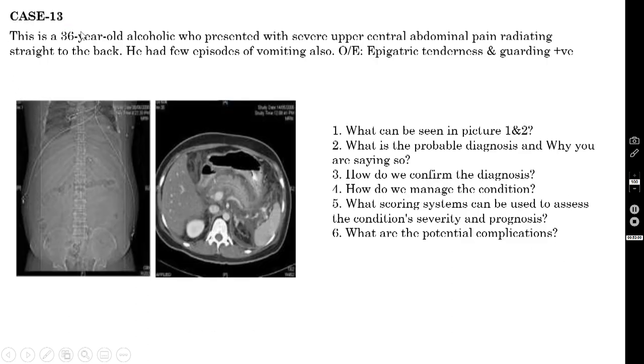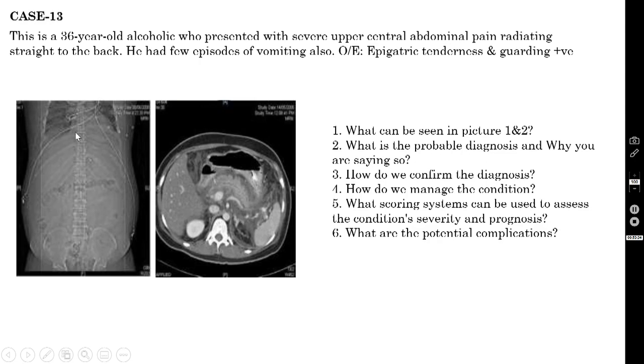Case number 13. A 36-year-old alcoholic who presented with severe upper central abdominal pain radiating straight to the back. He had a few episodes of vomiting also. On examination, epigastric tenderness and guarding both are positive. What can be seen in picture 1 and 2? You are seeing central abdominal pain radiating straight to the back. That means the patient is an alcoholic. This is a case of acute pancreatitis.